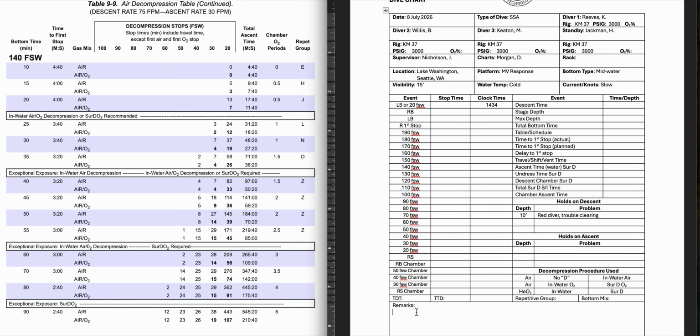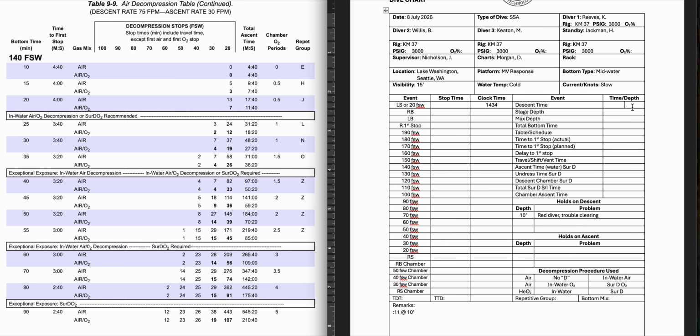We want to write down how long that hold lasted down here in the remarks. Let's say it lasted 11 minutes at 10 feet. Simple as that, easy peasy. So because of that delay, it took a lot of time to get down to their target depth. Let's say it took 15 and a half minutes.